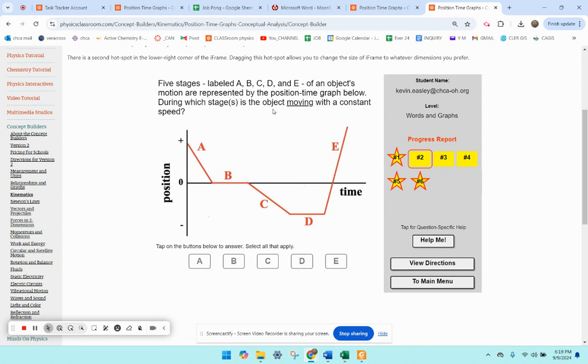Here it's wondering which of these is moving at a constant speed? Again, everywhere where it's moving, and then a sloping line. So A, C, and E are all moving.